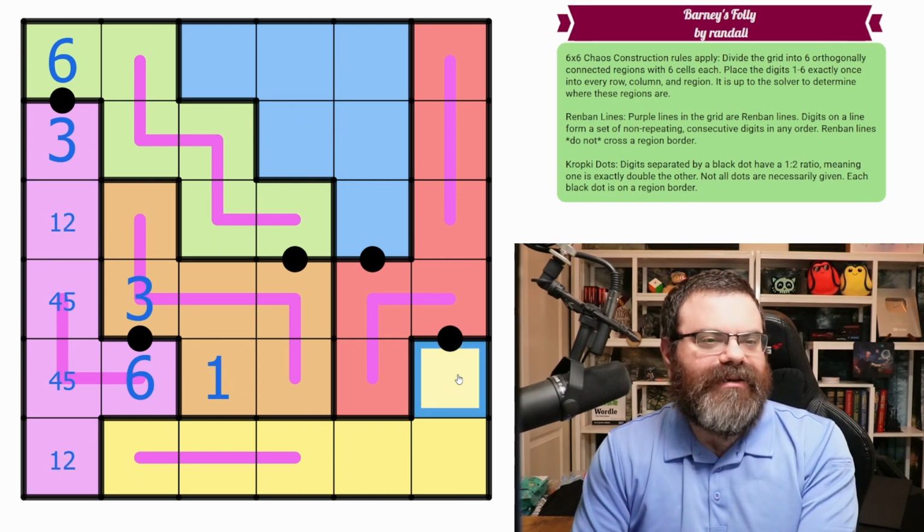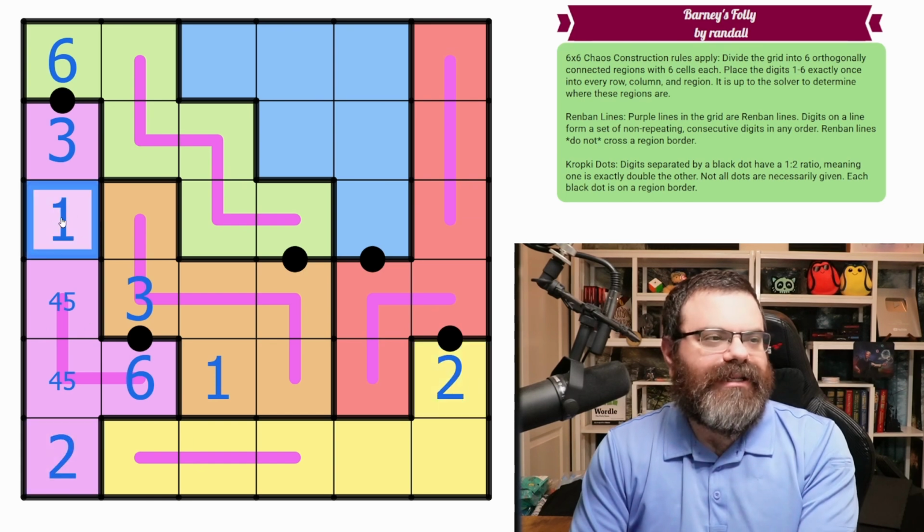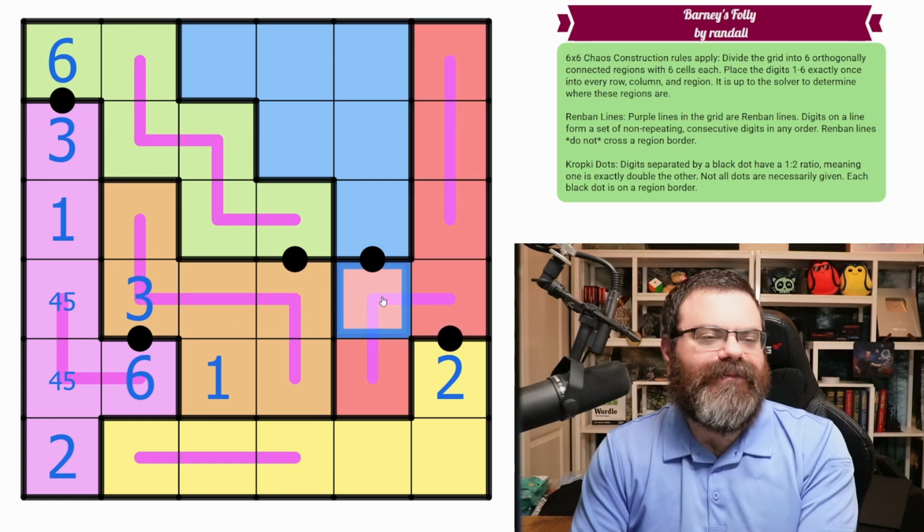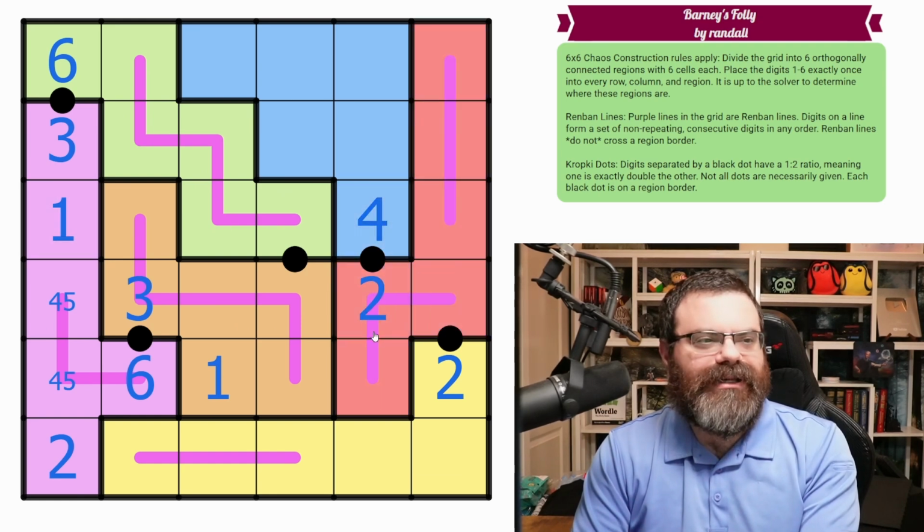This 1, 2 has to end up here in yellow, but it can't be 1. So that's a 2 and that's a 2. That ends up being a 1. This 2 sees every cell in red except for this one, so that has to be the 2. Can't be next to a 1, so it's next to a 4 on this black dot.